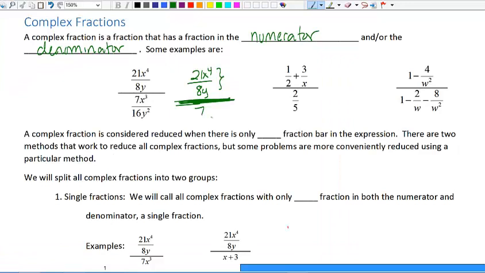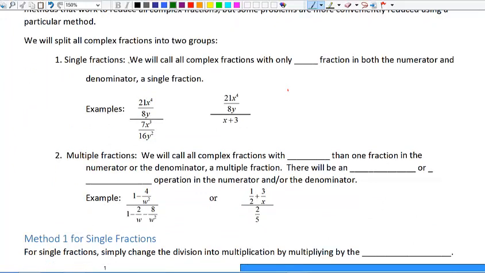So a complex fraction is considered reduced when there is only one fraction bar in the expression. There are two methods that work to reduce all complex fractions, but some problems are more conveniently reduced using a particular method. So we're going to split all complex fractions into two groups, either single fractions or multiple fractions. So let's explain what those are.